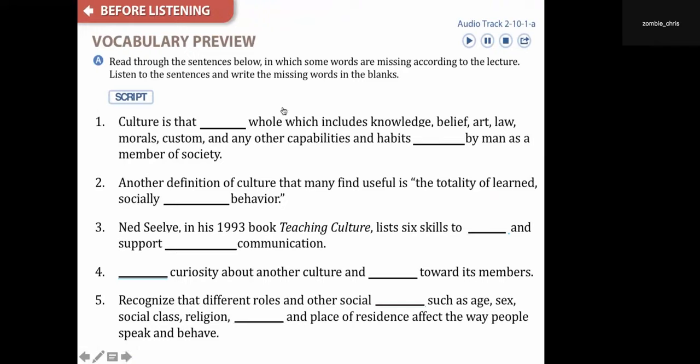All right, ladies and gentlemen, we'll take a few minutes. See if you can guess which words go into the missing spaces in this. I think we have 10 sentences here. Take a moment and see if you can guess which words might go into which missing space.